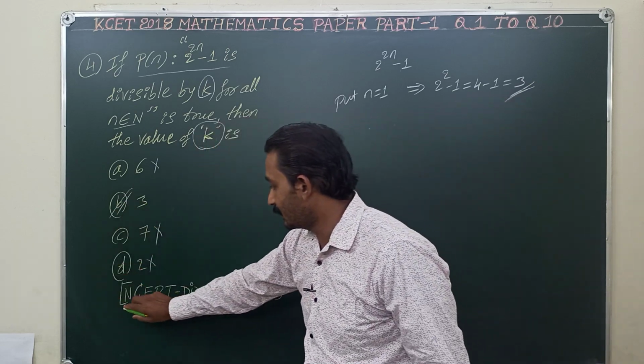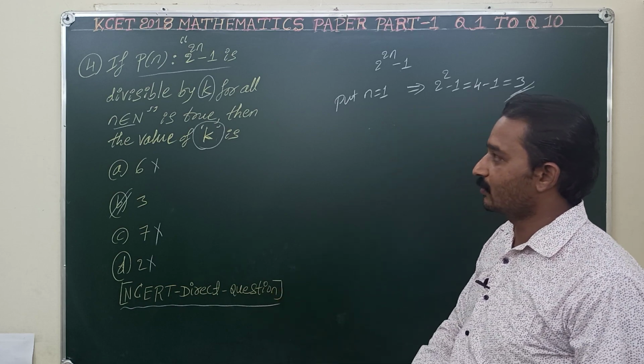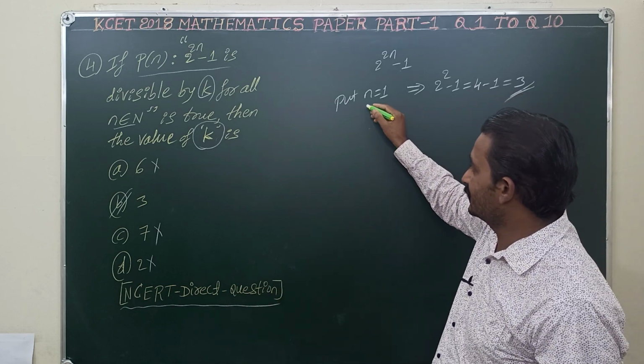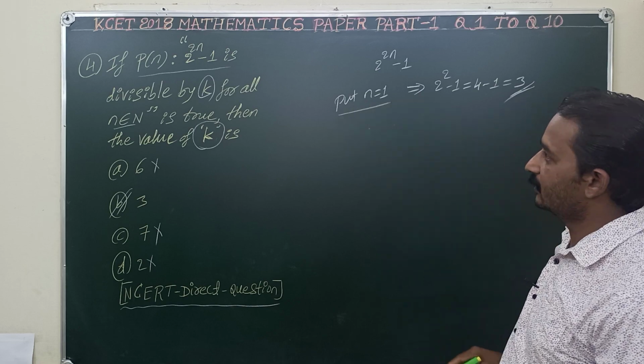This is an NCERT direct question. All the students solve this question easily in the usual way, but here we use a shortcut method, put n equal to 1. Take down.